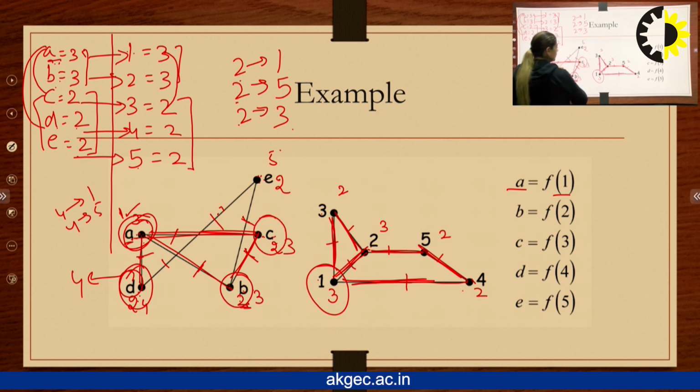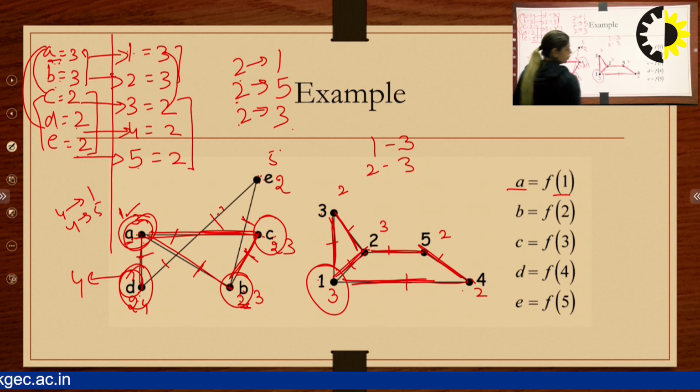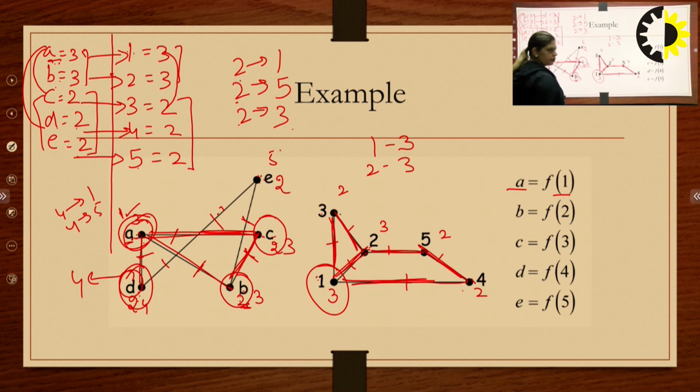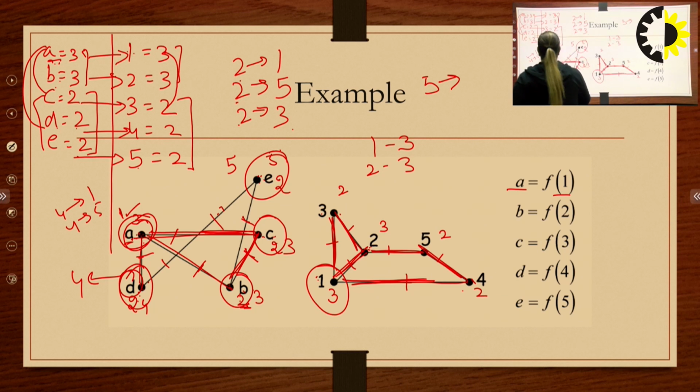Now let's check for C. We have already checked this. There is an edge between C and A, C and B. That means 1 and 3, 2 and 3 should have an edge. Right? 1 and 2, 2 and 3, there is an edge. Okay, this is also okay. We are left with the E vertex now. E is connected to D, which means 5 is connected to 4.